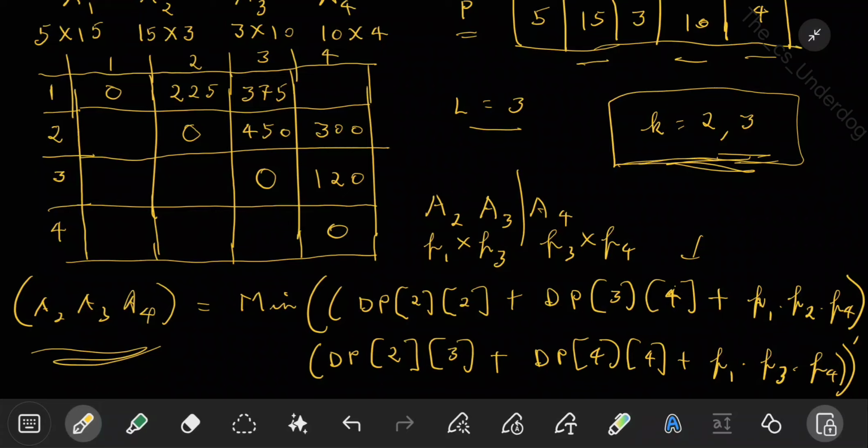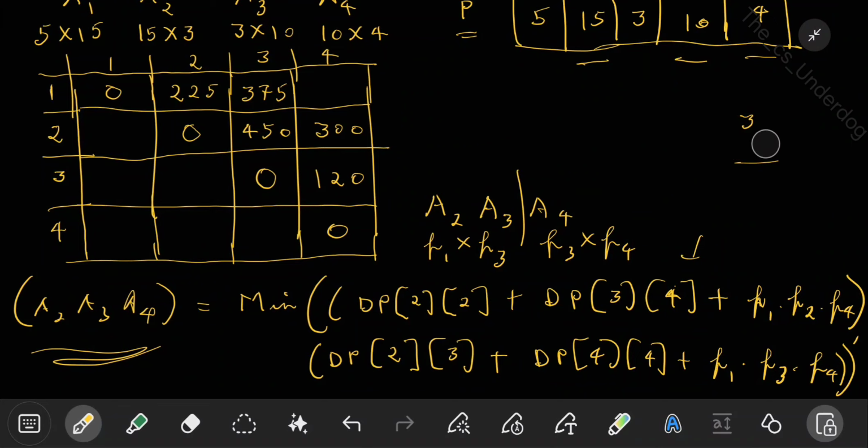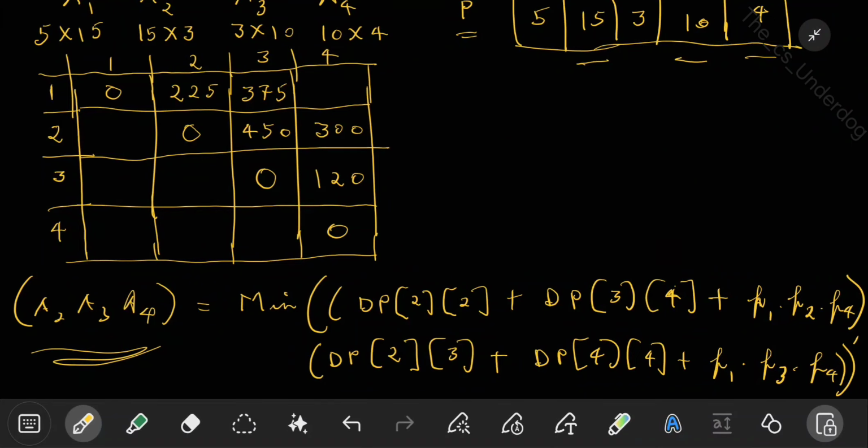That is, what is the minimum number of scalar multiplications using which you can multiply all the matrices from A1 to A4. So let us do this final step. In this case, it is getting slightly more complex and I want you to see how it is getting complex. That is why I specifically took 4 matrices. So length is equal to 4.